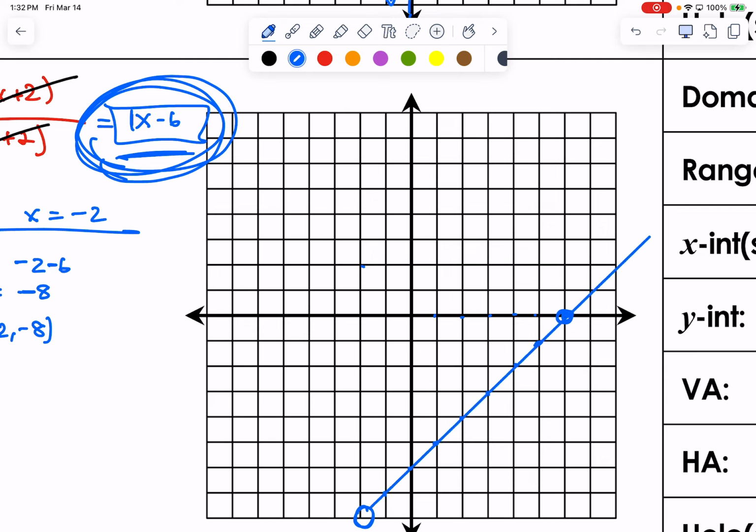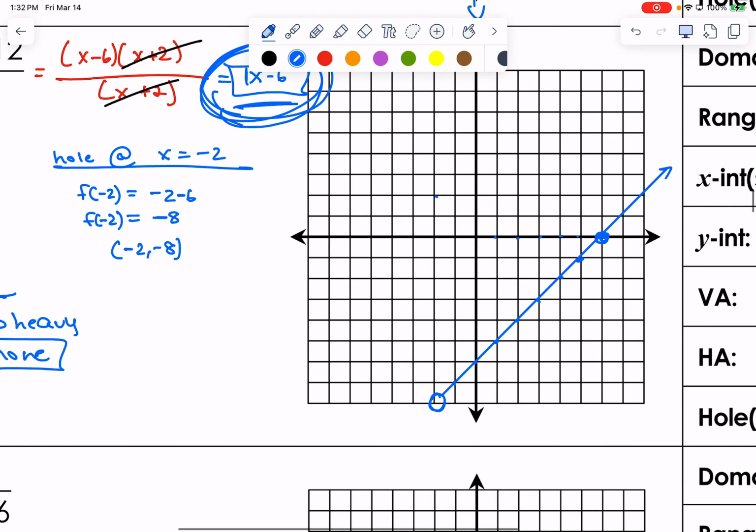Everybody remembers how to graph a line, right? We're in pre-calc. We're not in underwater basket weaving algebra.